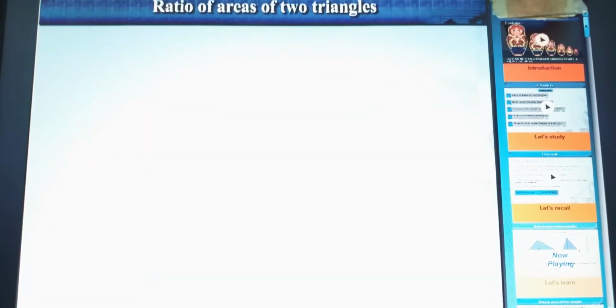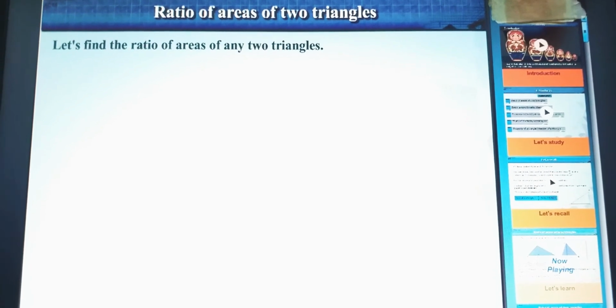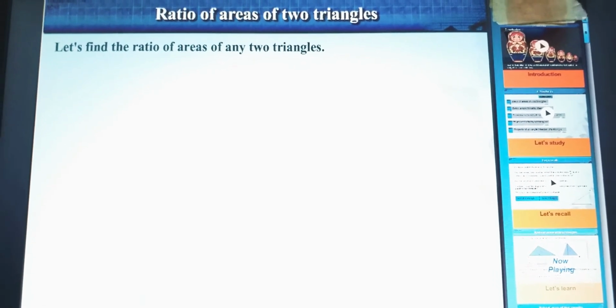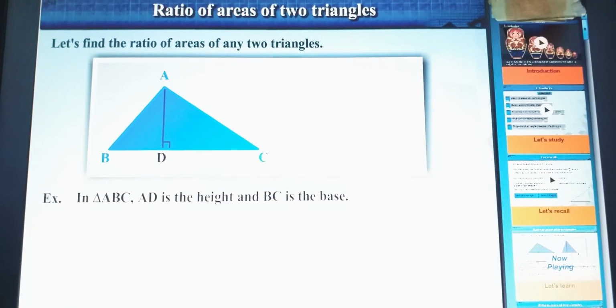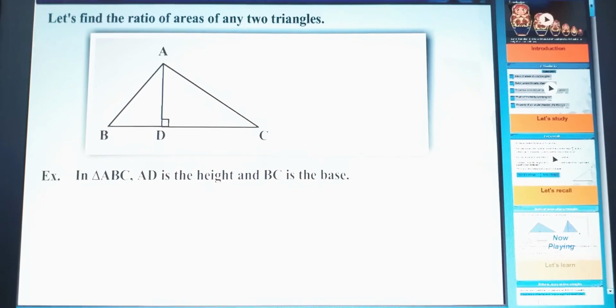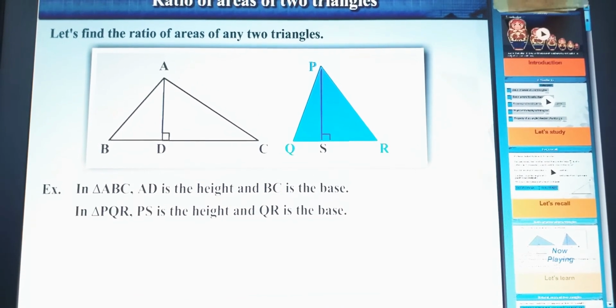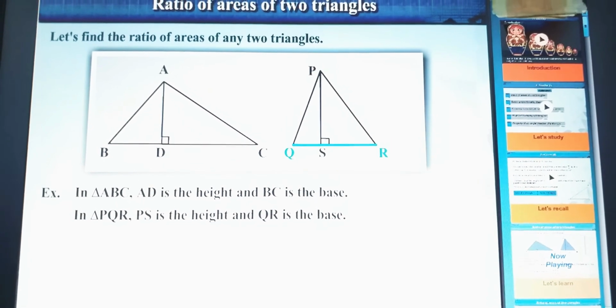Let's learn ratio of areas of two triangles. Let's find the ratio of areas of any two triangles. Example, in triangle ABC, AD is the height and BC is the base. In triangle PQR, PS is the height and QR is the base.